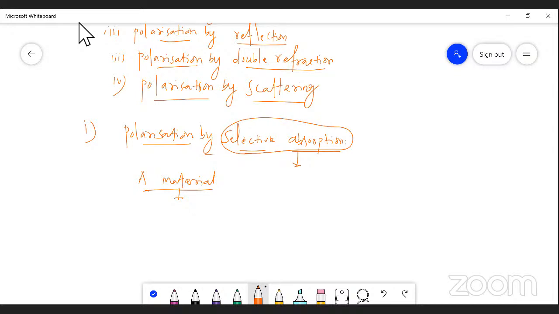So, a material transmits an electromagnetic wave whose electric field vibrations are in only one particular direction, and all other vibrations in that wave are restricted by this material, because that material possesses the character of selective absorption. Okay. Next, that material is called a polaroid or polarizer.